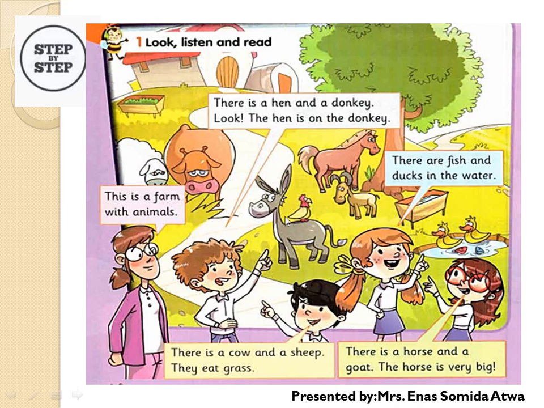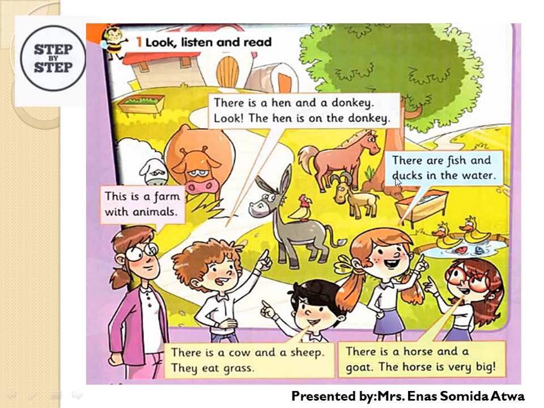ادي الهن وادي الدونكي. أميرة بتقول ايه هاني بيقول ايه There is a cow and a sheep. They eat grass. Cow and sheep. Eat grass يعني بياكلوا الايه العشب والحشائش. Cow بقرة. Sheep خروف.